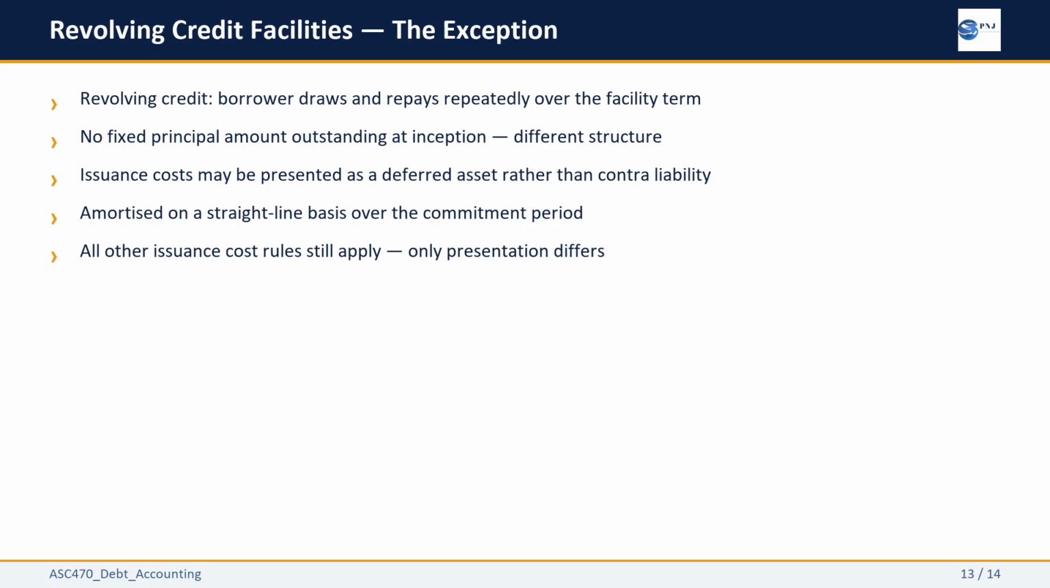Here is the one exception worth knowing. For a revolving credit facility, the debt balance fluctuates constantly. You draw it down, repay it, draw again. Because there is no fixed outstanding principal at inception, ASC 470 permits issuance costs to be presented as a deferred asset rather than a deduction from the liability. The amortization still happens over the commitment period, typically on a straight-line basis. Everything else we discussed still applies. It is purely a balance sheet presentation difference. If your organization has both term loans and revolvers, make sure you are applying the right presentation to each.